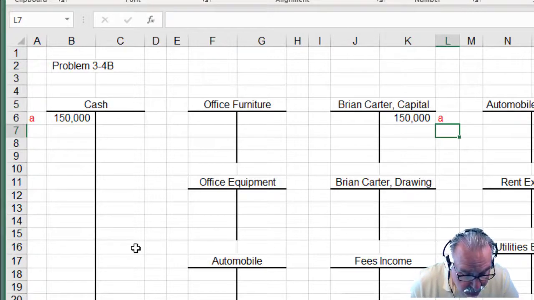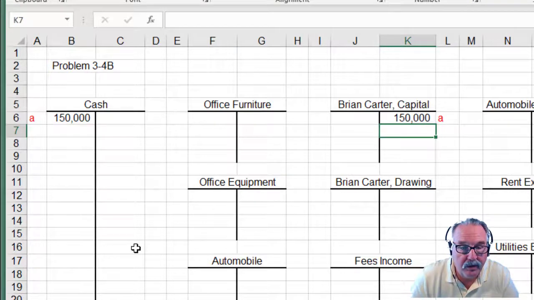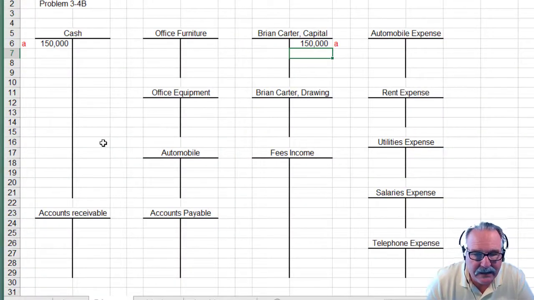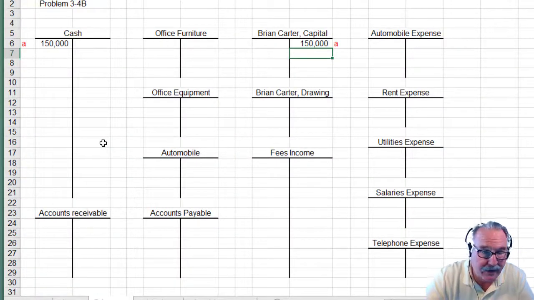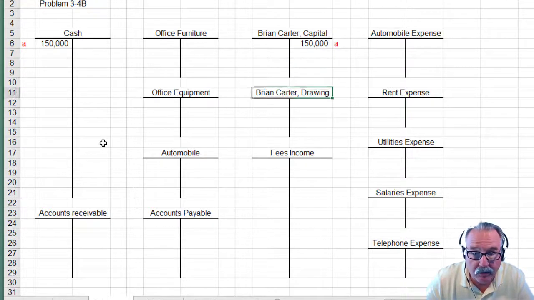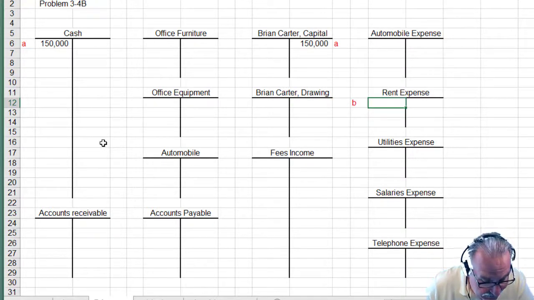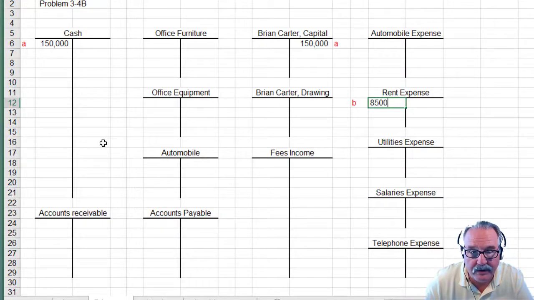Transaction B, paid $8,500 for the current month's rent. When we use the word paid, it means that cash went out the door, and we're going to record rent expense. So under rent expense on the debit side, expenses are always debits, and because cash went down, we're going to credit the cash account. This is transaction B.